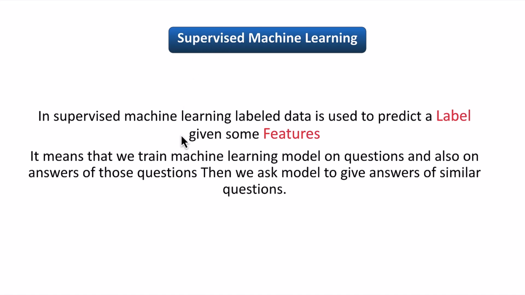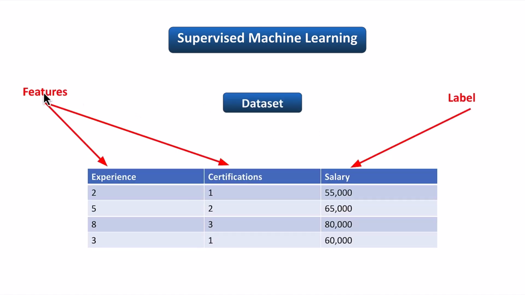Now let's look at the first type of machine learning, which is supervised machine learning. In supervised machine learning, labeled data is used to predict a label given some features. So what does that mean? It means that while training a supervised machine learning model, we use a dataset where we have both features and label. Like this dataset for predicting the salary of a person contains both features and also the label. So in supervised machine learning, we pass both the features and the label to our machine learning algorithm, and our algorithm will find the pattern based upon this input and this output. After that we will get our trained model.